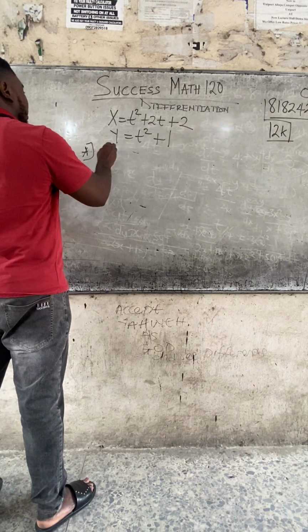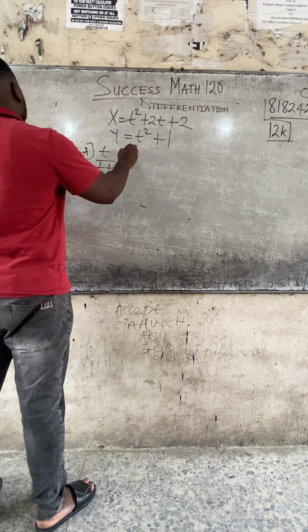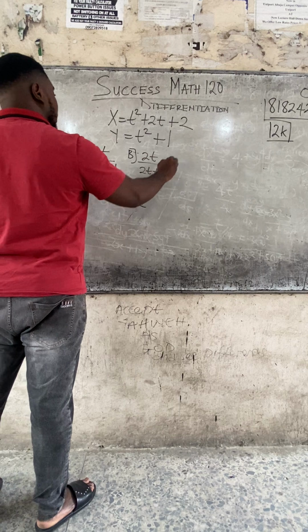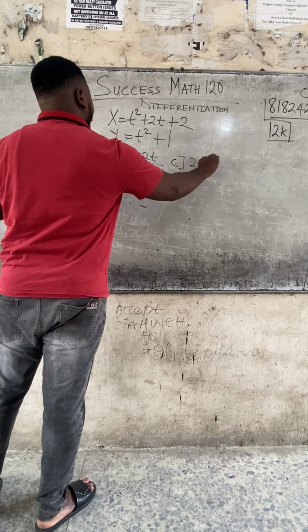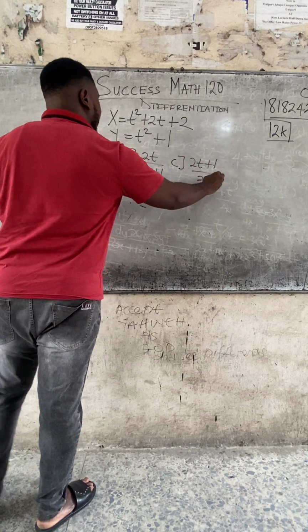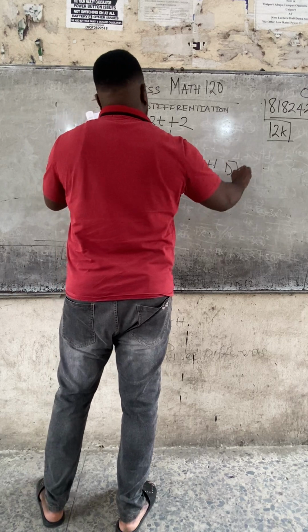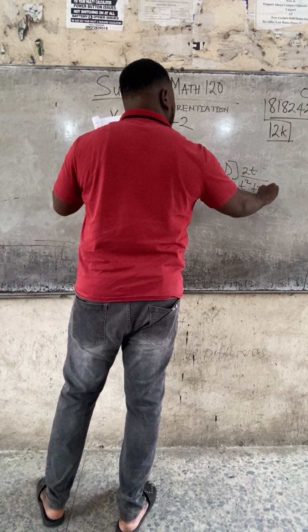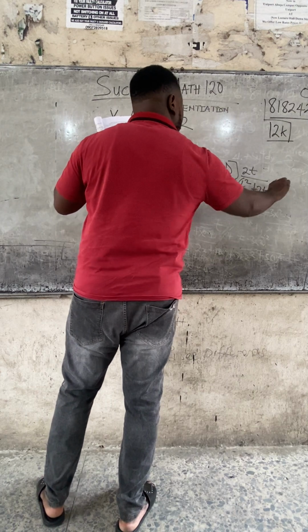Option A, t all over t plus 1. B, 2t all over 2t plus 1. C, 2t plus 1 all over 2t. D, 2t all over t squared plus 2t plus 1.